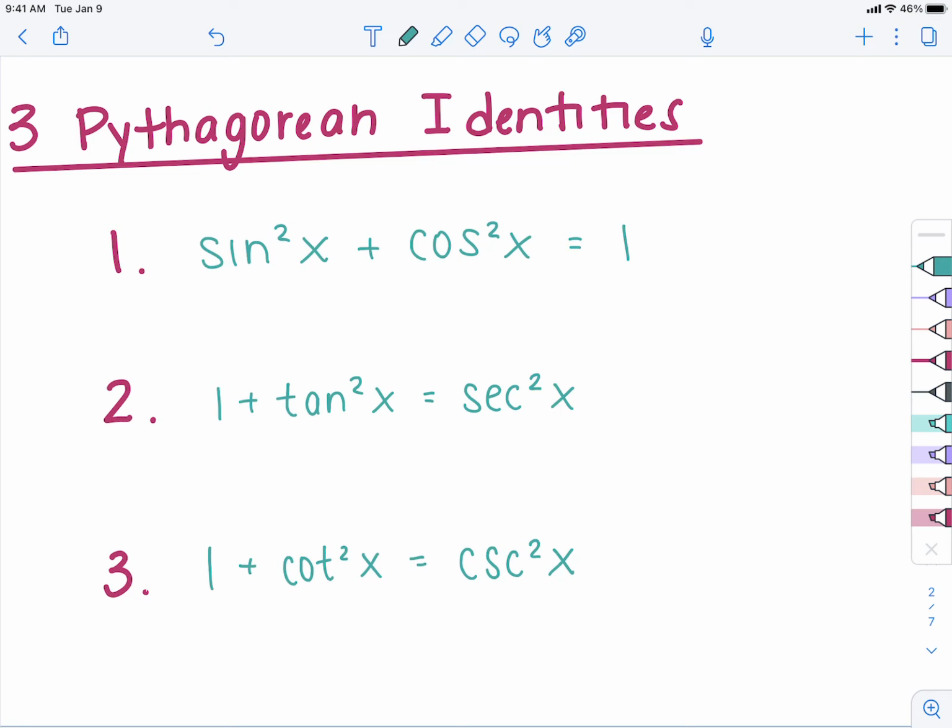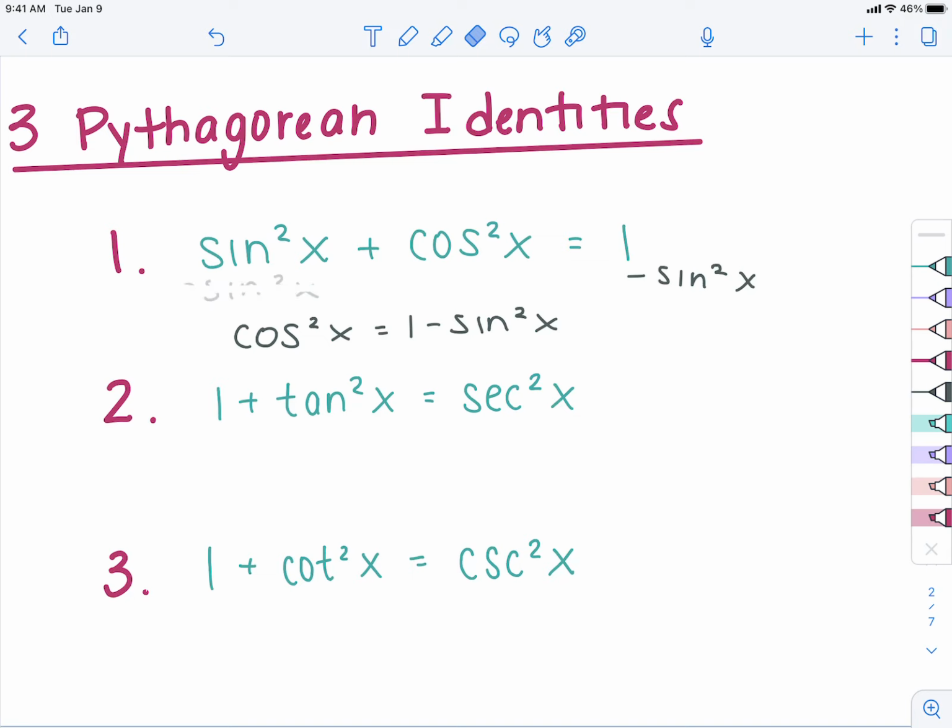Now the cool thing about these is I don't have to just see sine squared plus cosine squared in order to substitute in a 1. But anytime I do see sine squared plus cosine squared, I can replace it with a 1 since they're the same thing. But if I was feeling wild and crazy and wanted to move this sine squared over to the other side, I could manipulate this identity so that I end up having cosine squared x equals 1 minus sine squared x.